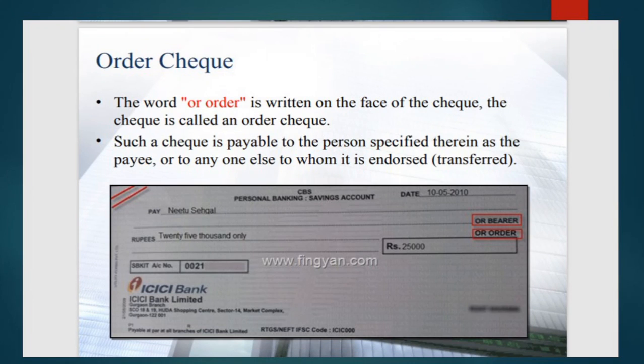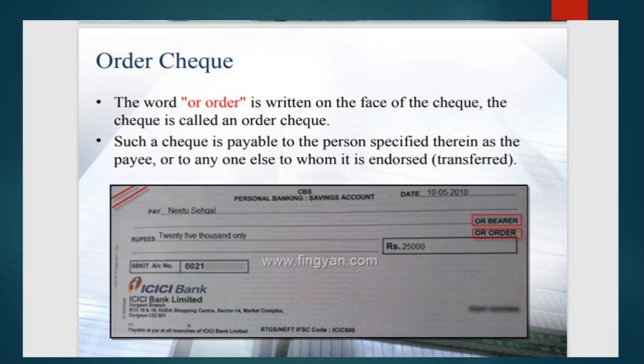The second type of check is the order check. An order check is one that is payable to a particular person or to his order. The payee can transfer the check to someone else by signing on the back side of the check. In this type of check, the printed word bearer is cancelled. If the word bearer has been cancelled on the check, it is understood that this is an order check. So we can say that an order check is a check which is payable to a certain person or to his order.